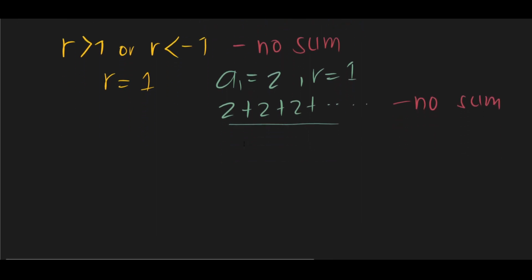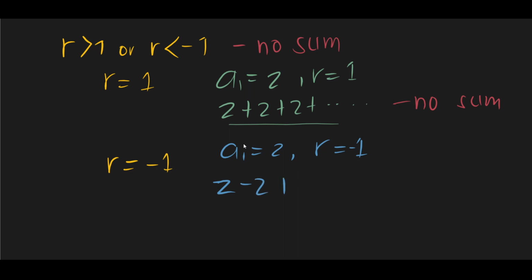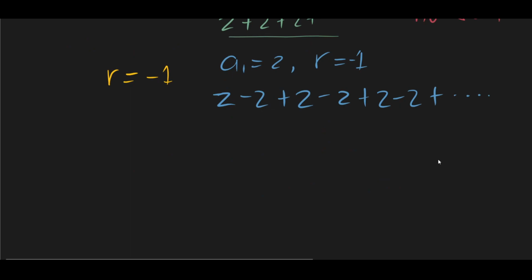Okay, now we have here another case. What if r is equal to -1? Okay, let us use the same numbers here. a1 is equal to 2 and r is equal to -1 in this case. So if that is the case, we will get 2 minus 2 plus 2 minus 2 plus 2 minus 2 and so on. So it will continue to infinity, as our number of terms is infinity here.